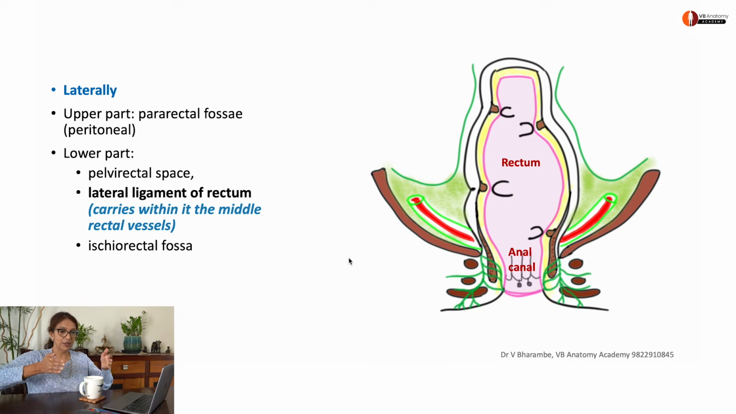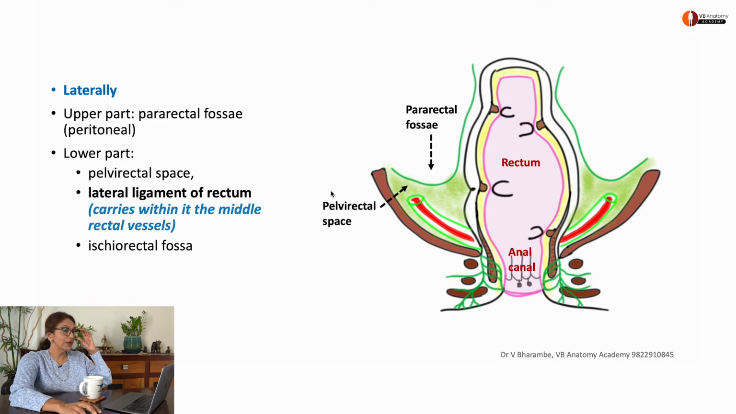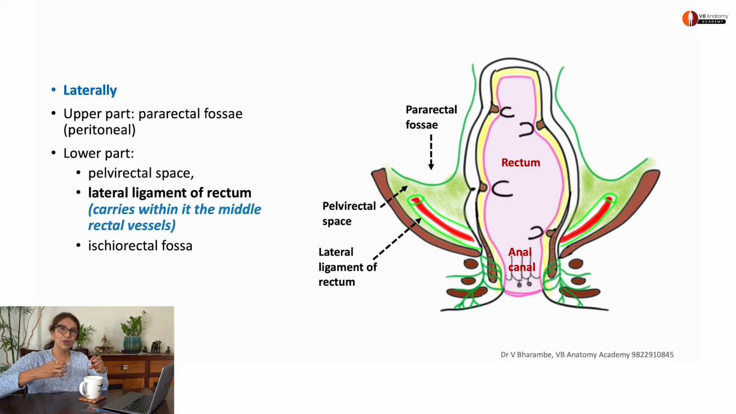On the sides, okay, so you saw what it was related to anteriorly and posteriorly, but on the sides, what is it related to? In the upper part, it is related to the pararectal fossa. In the middle part, it is related to the pelvirectal space. This space contains important lateral ligaments of the rectum which carry middle rectal vessels. So see how connective tissue is being used to bring blood vessels to the rectum. And in the lower part here on either side, the rectum and anal canal are supported by the ischiorectal fossa.